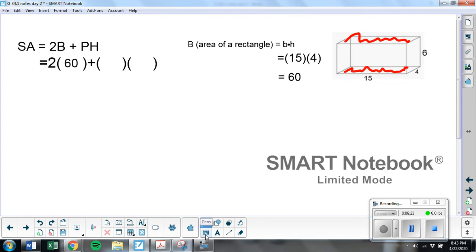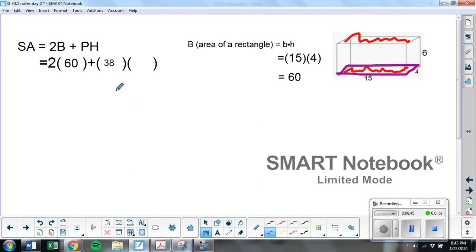Now we're working on P, which is perimeter of the base. So let's go ahead and find the perimeter. Perimeter is along the outside. That's 15, 4, 15, and 4. What does that add up to? 38.